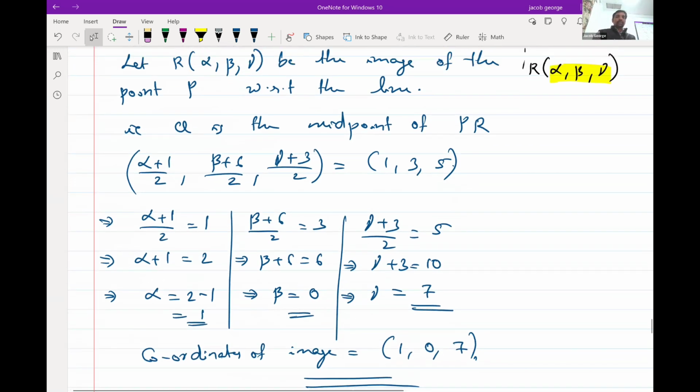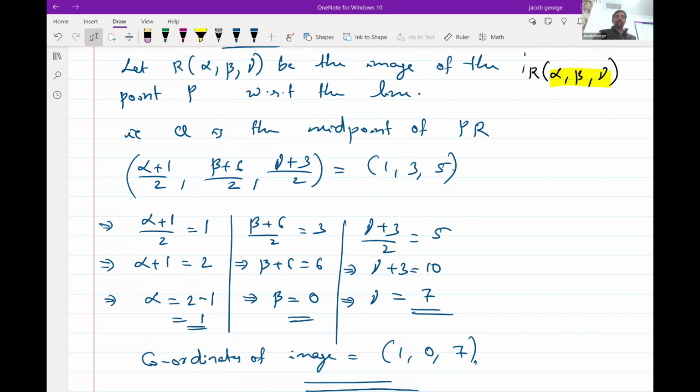So finally we write alpha, beta, gamma, that is the coordinates of the image. This concept is also very important. In case shortest distance is not there, another chance is for this type of question, or intersection, point of intersection. Foot of perpendicular and image is also very important.